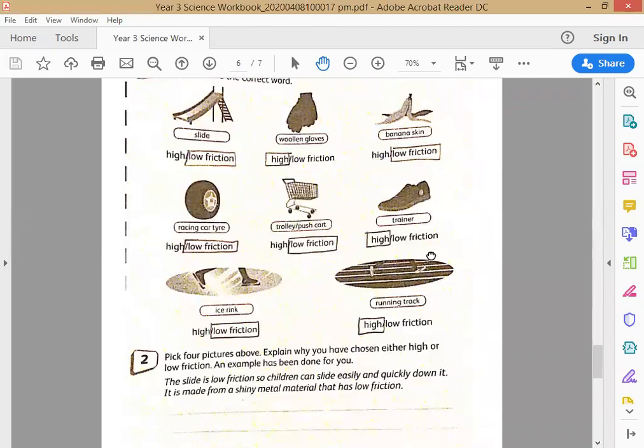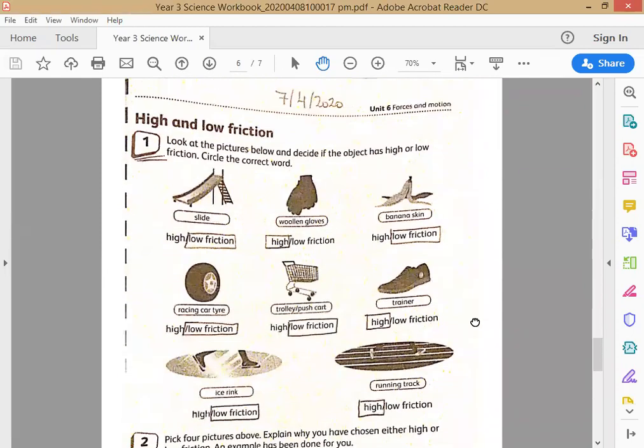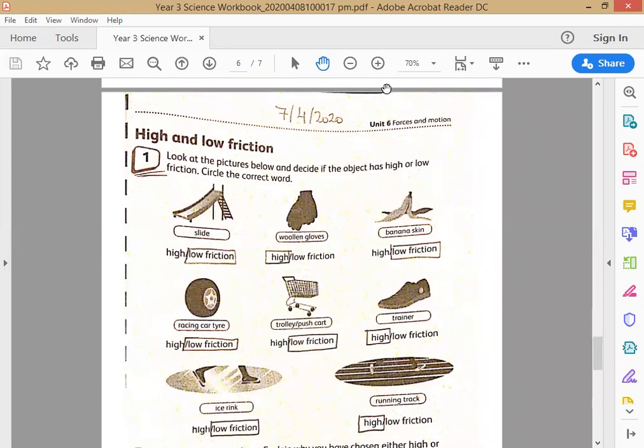Next page, page 57. We have question number 1 only. It has the same idea as the past questions. It just needs you to identify which object has high friction and which has low friction. What do you think about the slide? Do you think the slide needs to have high friction so you can't enjoy your playing? Of course, no. The slide must have low friction so you can slide easily.